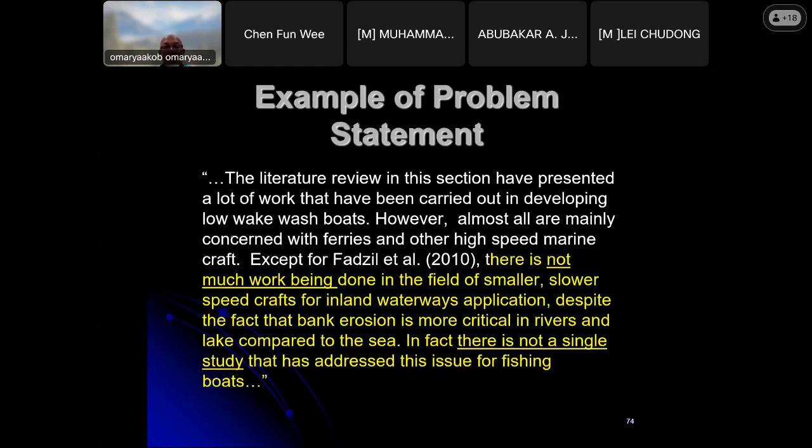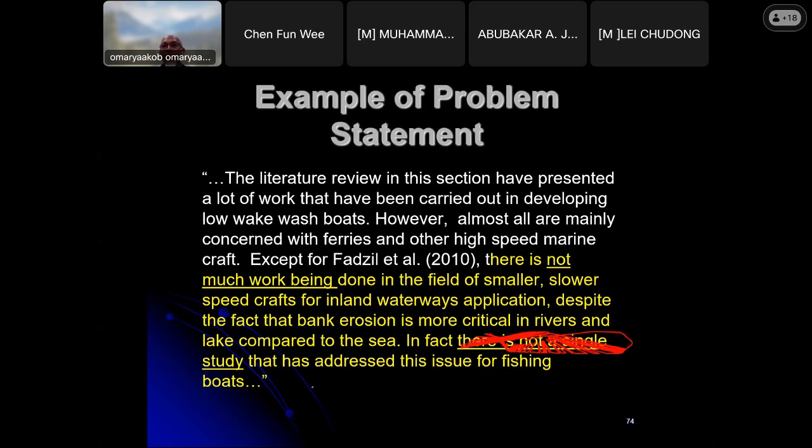Okay, next, literature review. In this section, the author has presented a lot of work that has been carried out in developing low wash boats. However, almost all are mainly concerned with ferries and other high-speed marine crafts. Except for Fadil, 2010, there is not much work being done in the field of smaller, slower speed craft for inland waterways application, despite the fact that riverbank erosion is more critical in rivers. In fact, there is not a single study that has addressed the issue for fishing boats.